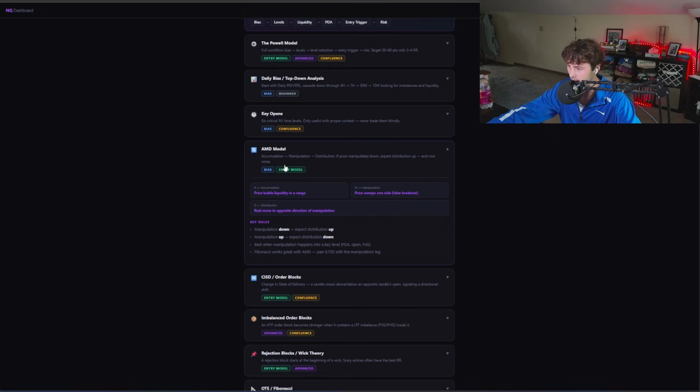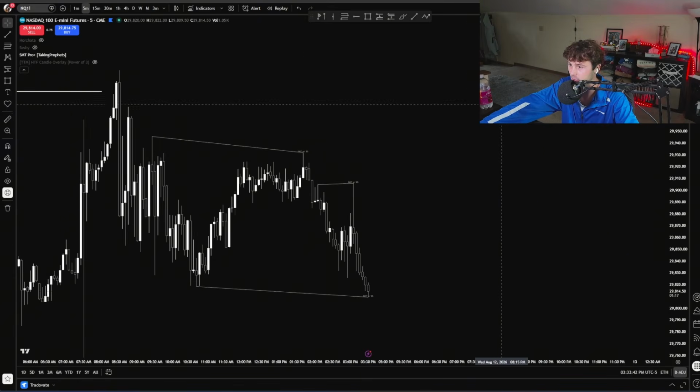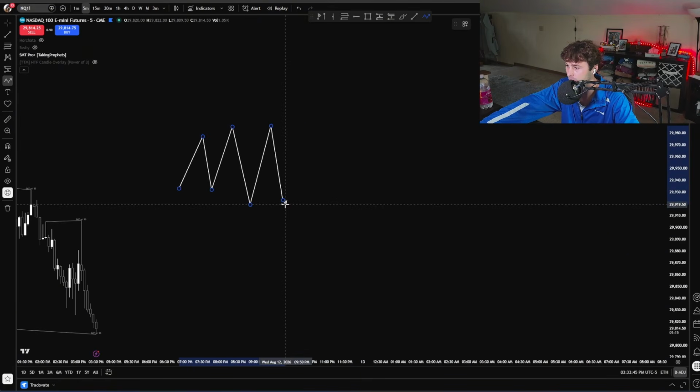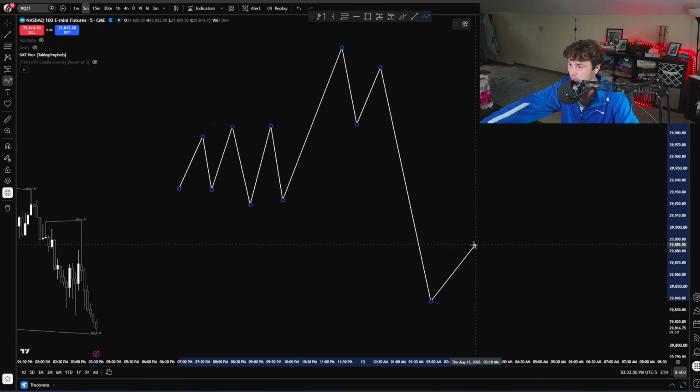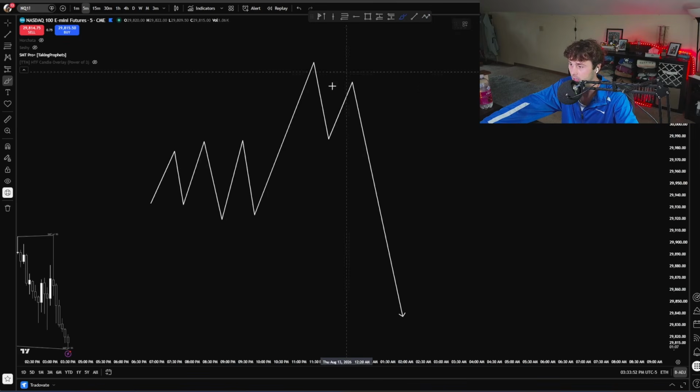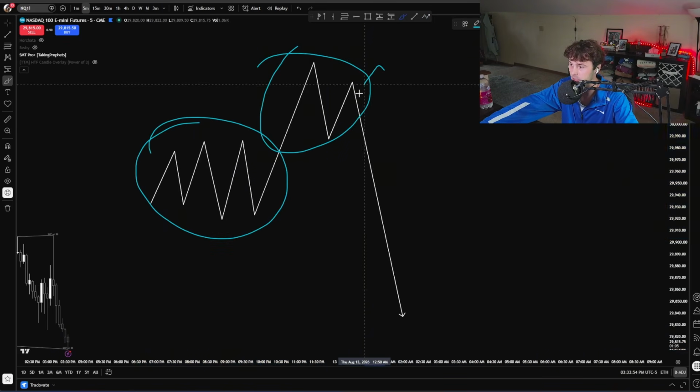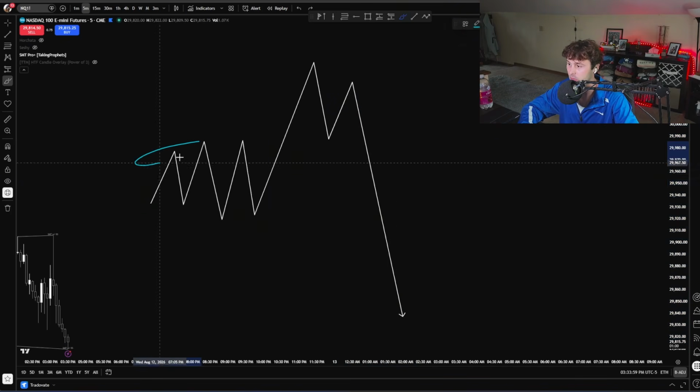So the AMD model, I think, is pretty important, right? What is that? It's just accumulation, manipulation, and then distribution. Now, you can go through here and read all this, but essentially what that means is price is going to accumulate, then it's going to manipulate one side of the range, and then it's going to distribute down or up, right? So you have your accumulation, manipulation, and then distribution. And what we want to be trading, clearly, is this distribution here. We don't want to be caught up in this accumulation. We don't want to be trading this manipulation. We want to get our rejection block entry and catch this entire distribution down, okay?